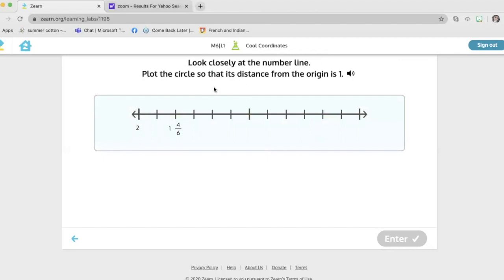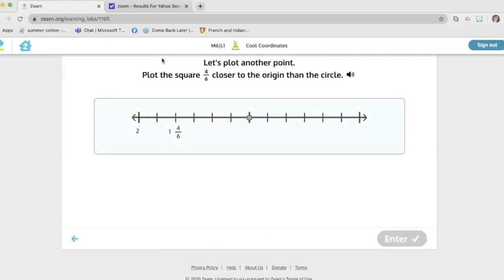Now they want to challenge us. So look closely at the number line. Plot the circle so that its distance from the origin is 1. So we see that our shape is divided into sixths. So that would mean 1 3/6, 1 2/6, 1 1/6, 1 whole. Okay, and you can also tell that the lines for the wholes are a little bit chunkier. So you can see that 0 is a whole. You can see the chunky line, it moves up 6, and then that's a chunkier line, so that would be your 1.